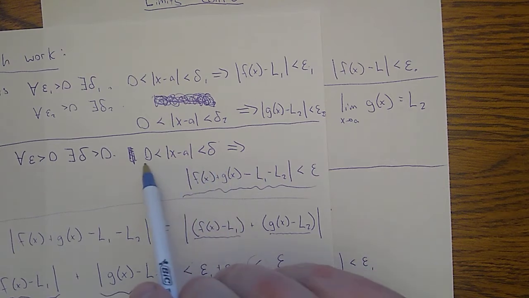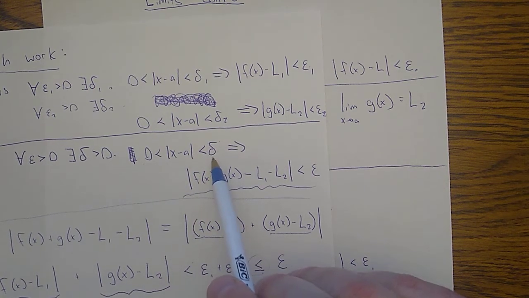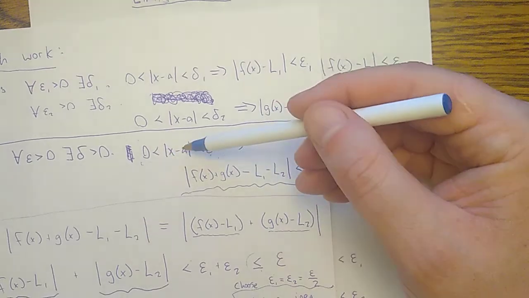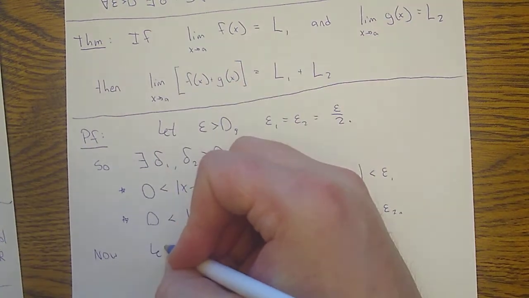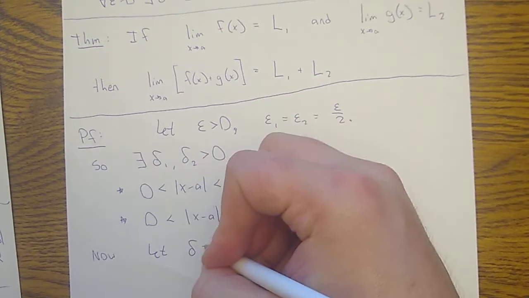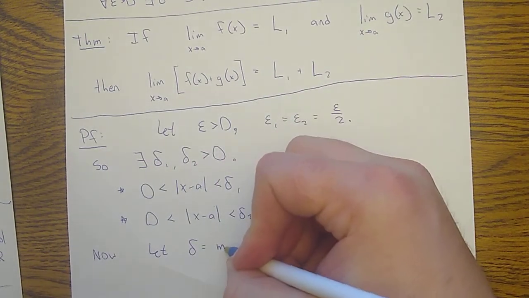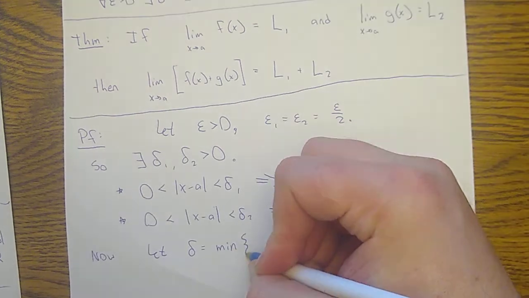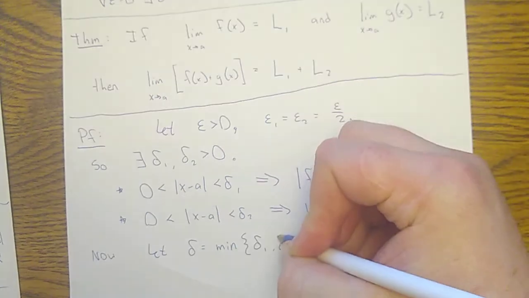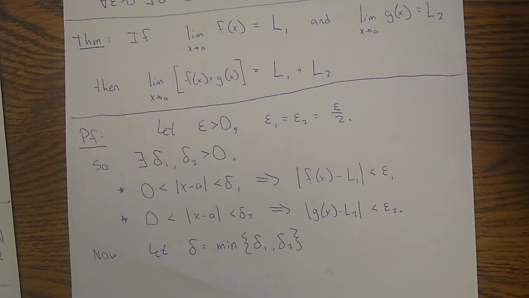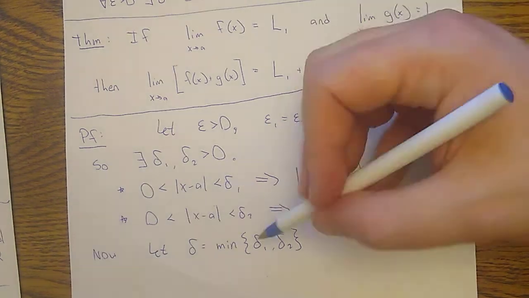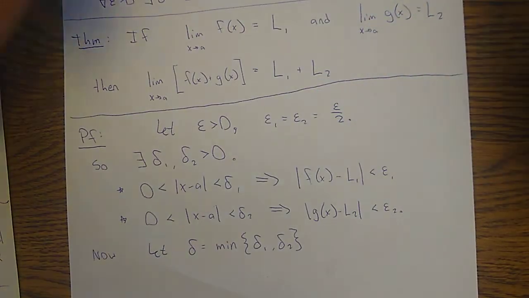I need a delta. I have a delta 1 and a delta 2, but I need a delta for the value of x to be... Let me say exactly what I mean. I'm going to let delta be the min of delta 1 and delta 2, whichever one is smaller.